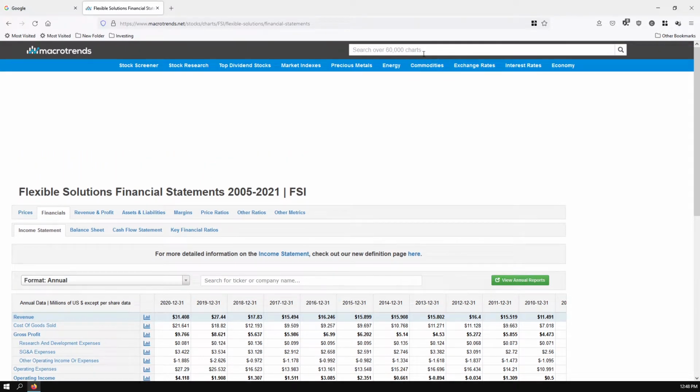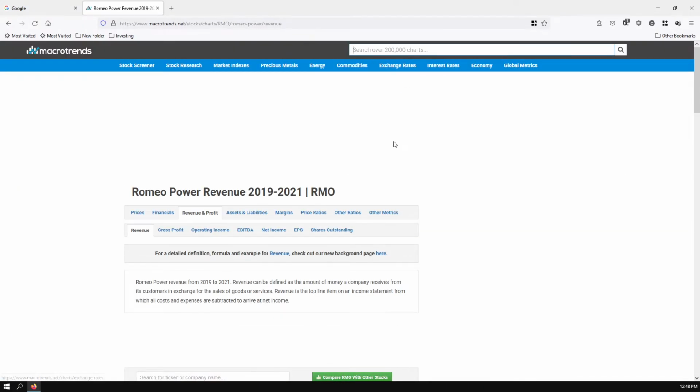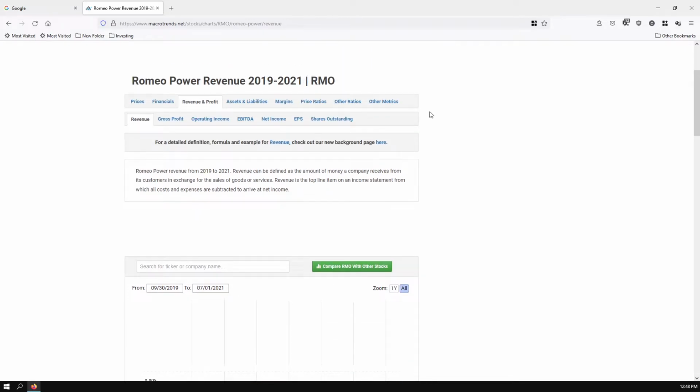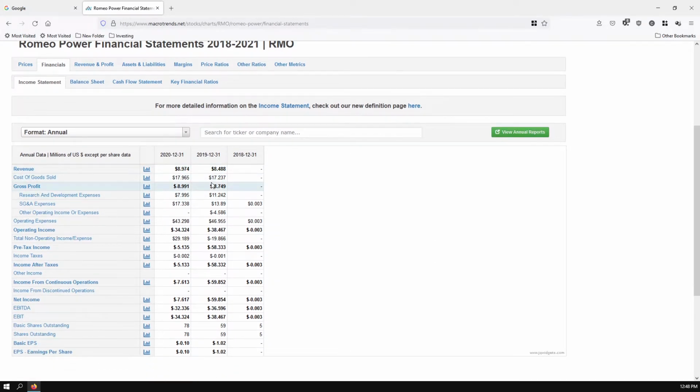There was another one which is more speculative, Romeo Power. They're a battery company and they're brand new, 2019, 2021, pretty brand new. Their charts aren't going to give us too much info, but if we come here, we can see that they're putting a lot of money into research and development. Not profitable, and really no telling when they will be. Although a concerning thing here is they are creating more shares. That's quite a bit of inflation on part of their shares here.